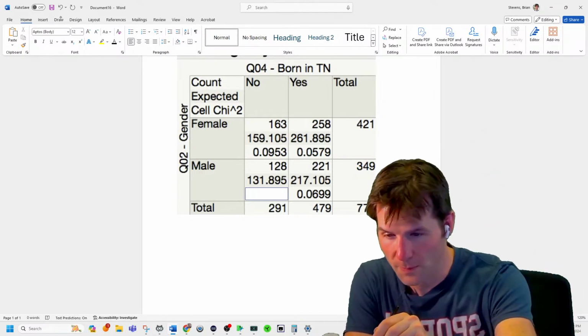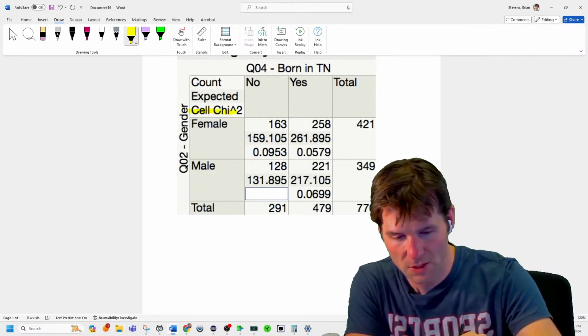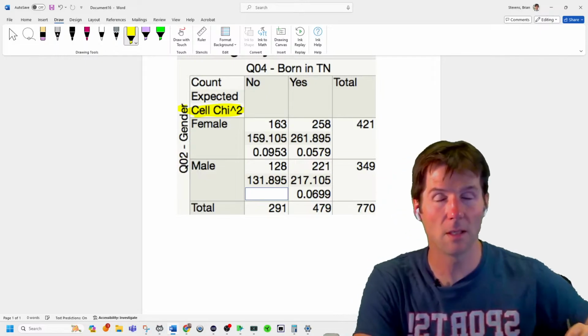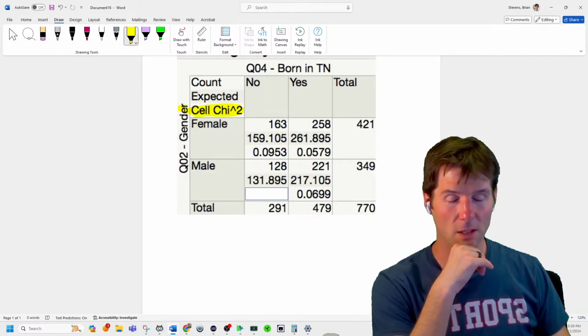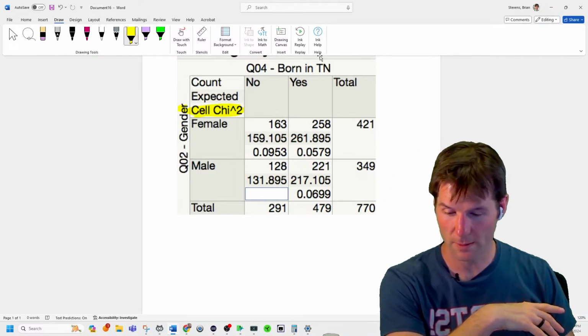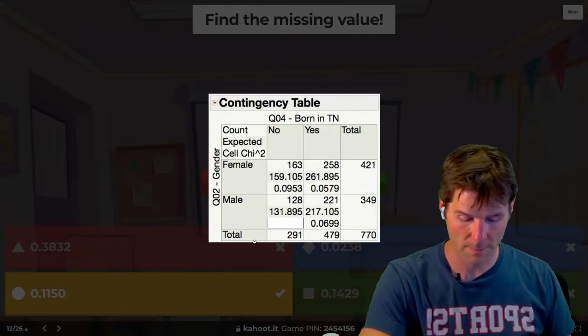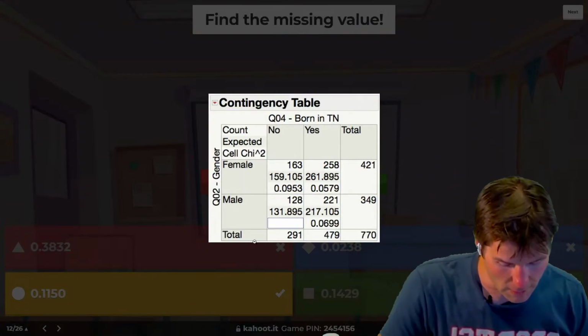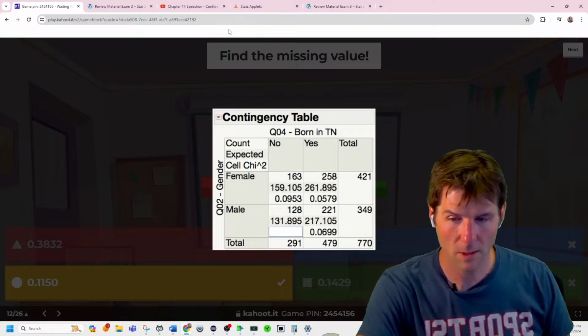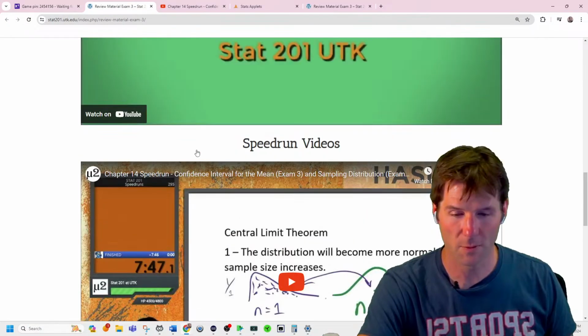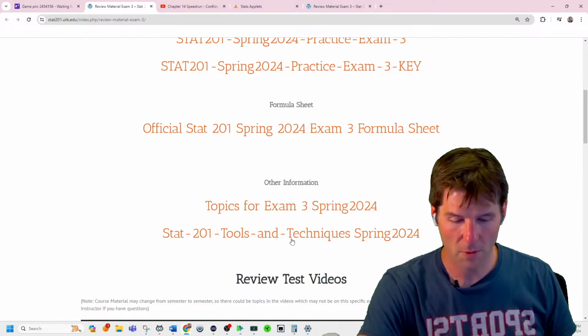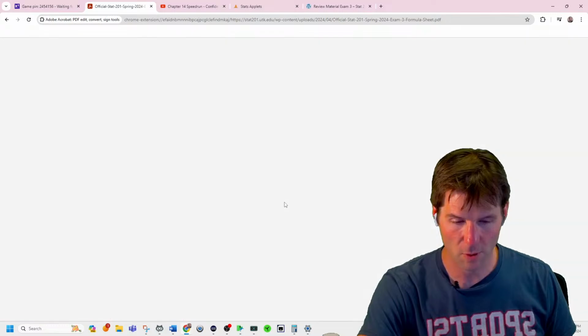What you want to do on the test, you see cell chi-squared. You immediately go look for what? You're like, oh, I gotta find a cell chi-squared. I should probably go look at my formula sheet. So now you're looking at your formula sheet over here. Boom, you go to the formula sheet.